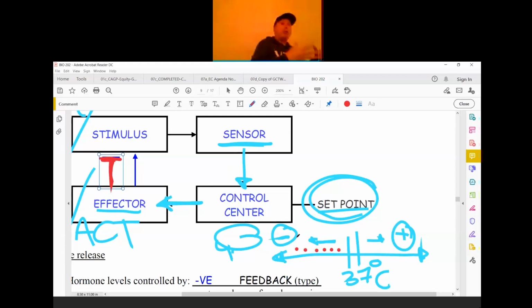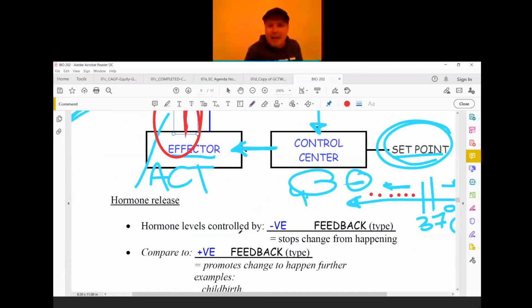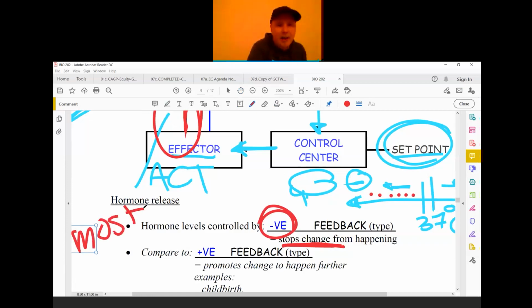You can have behavioral responses, not just physiological. You can move to a warm environment. You can put on clothing. You can curl up. Things like that. Those stop the stimulus from happening. These sorts of responses are known as negative feedback because they stop that stimulus from happening. And most of the responses that you see in the body are going to be negative feedback.